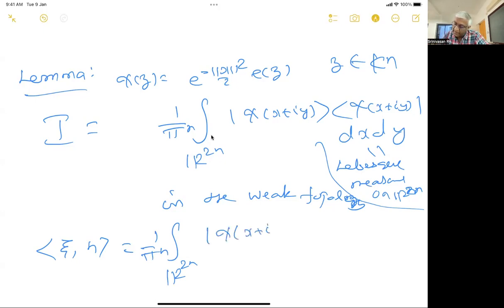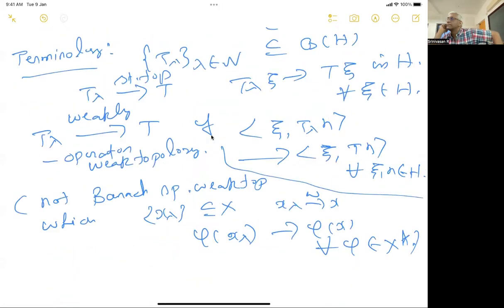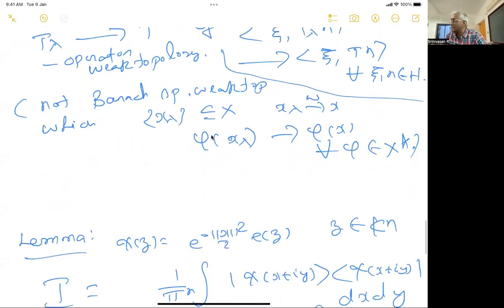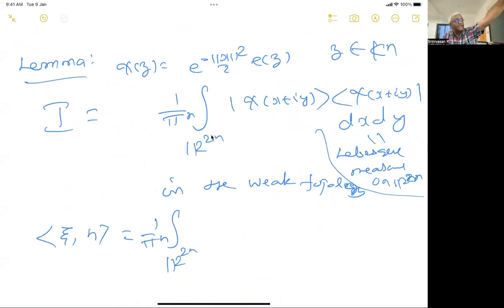I just write the same thing again. This is not a statement, so you shouldn't get confused with that. That is what is usually called the weak topology in Banach spaces. This is not that. This is the operator weak topology. So we are defining this integral in the weak sense. That means this is the weak operator topology. Whenever we use operators, when we say just weak, we mean the weak operator topology.